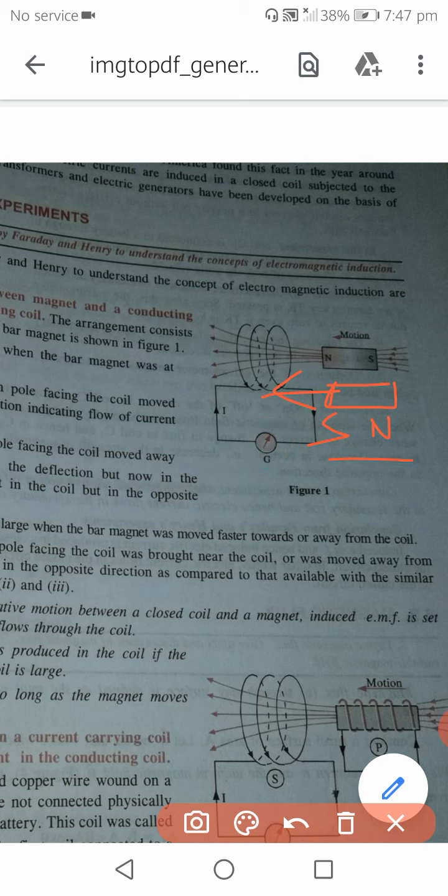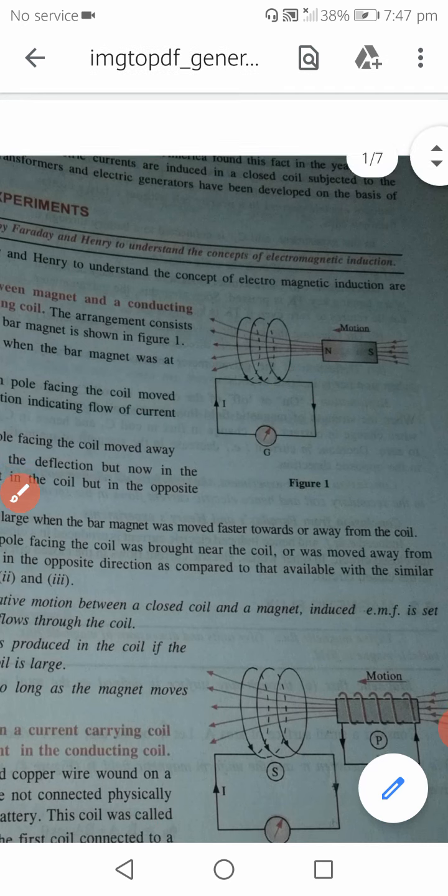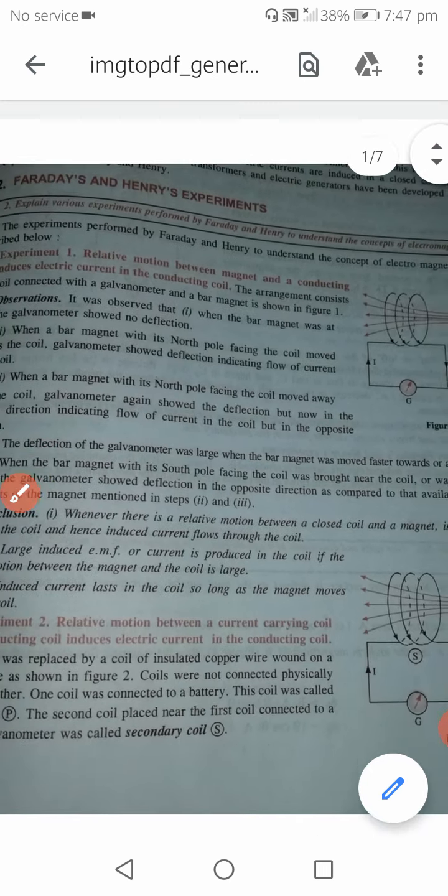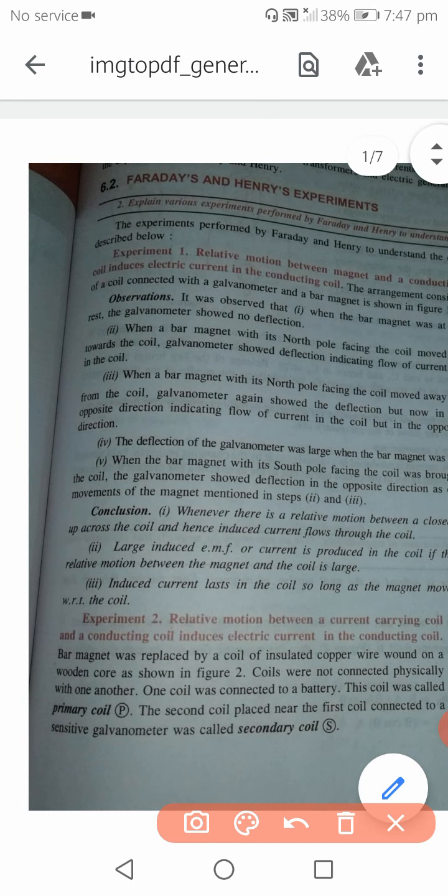And when the south pole is taken away, then when the south pole was approaching, if it was showing deflection in left, when the south pole is taken away, it will show deflection in right. So in both the cases it is showing deflection, and this deflection is somehow related to the motion of the magnet. This is the first experiment. Whatever I said just now is written in these points up to point 5. You can go through them.